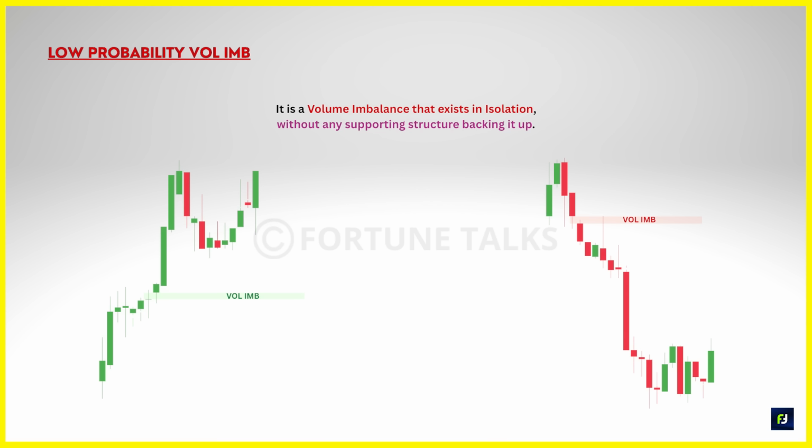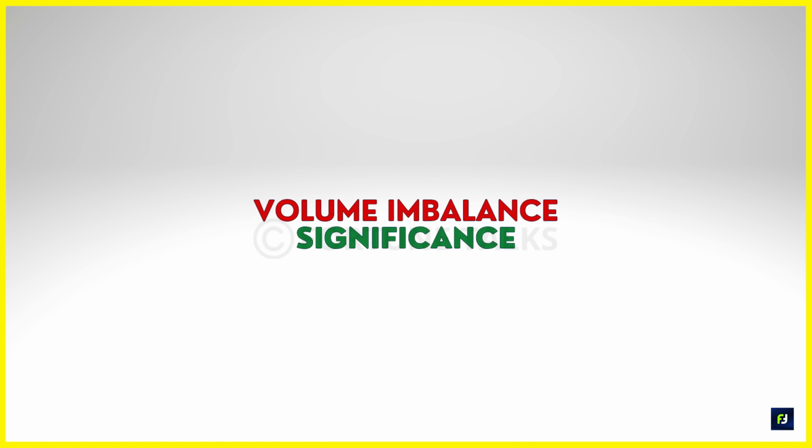These low probability imbalances may simply be the result of the retail-driven volatility, short-term liquidity hunts, or structural noise in the market. Acting on such gaps without confluence can lead to poor trade entries and losses. So, the key difference between high probability and low probability volume imbalances lies in their market positioning, its alignment within the PD array, and their confluence with other SMC tools. Moving on, I will now tell you why volume imbalances matter in trading.